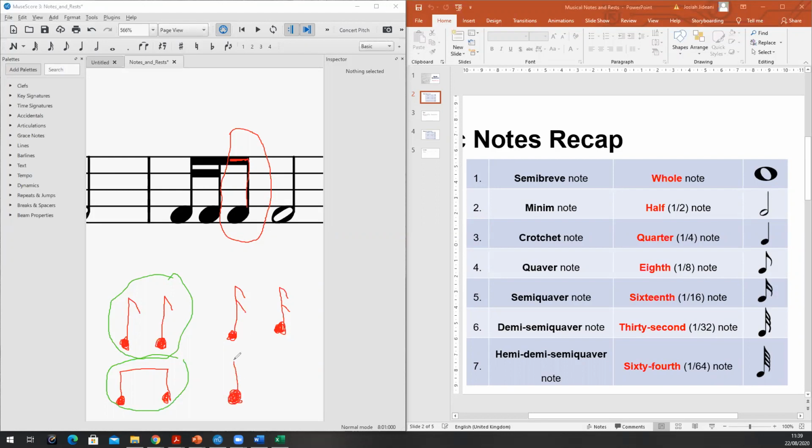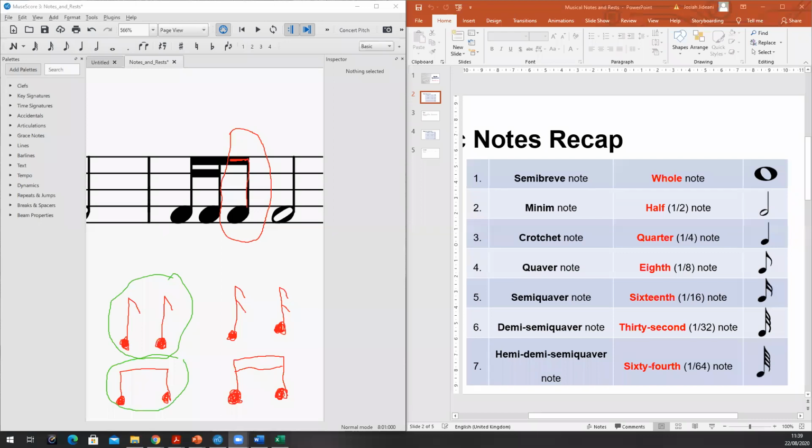So you have one beam to signify the one flag, but you also have to put the second beam because there are two flags. So this just tells you that these two notes are semiquavers.